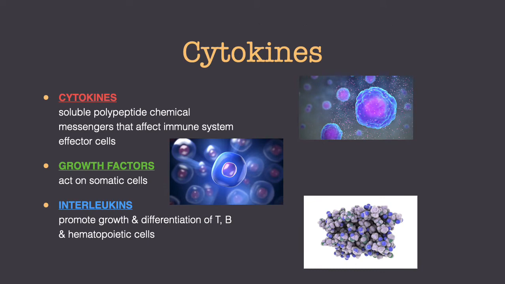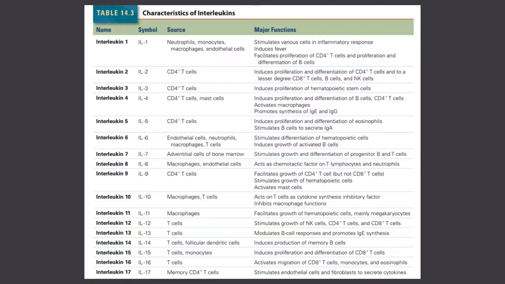Cytokines are substances secreted by activated T cells that act on lymphocytes to affect the immune system processes. Similar to these, growth factors are biologically active molecules that affect somatic cells. Interleukins are secreted by helper cells and promote T, B, and hematopoietic cells. Here is a table of important interleukins that play a role in hematopoiesis and immunity. As we go along the next few subtopics, you might find it useful to reference this table to recall their various functions.